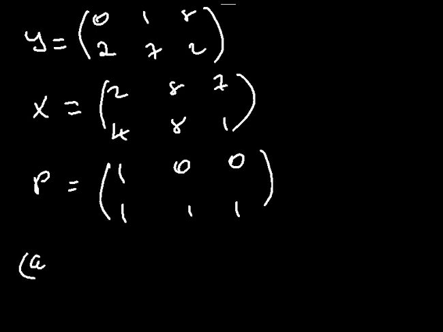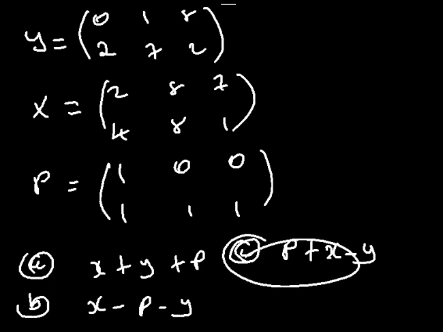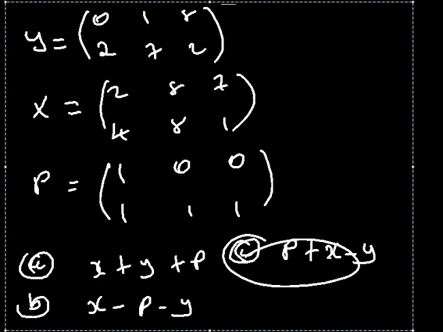Evaluate the following. Let's say we have X plus Y plus B, and we should have X minus P minus Y. And let's say there should be C here, we should have B plus X minus Y. So how should you have this? Try to express those on your own.